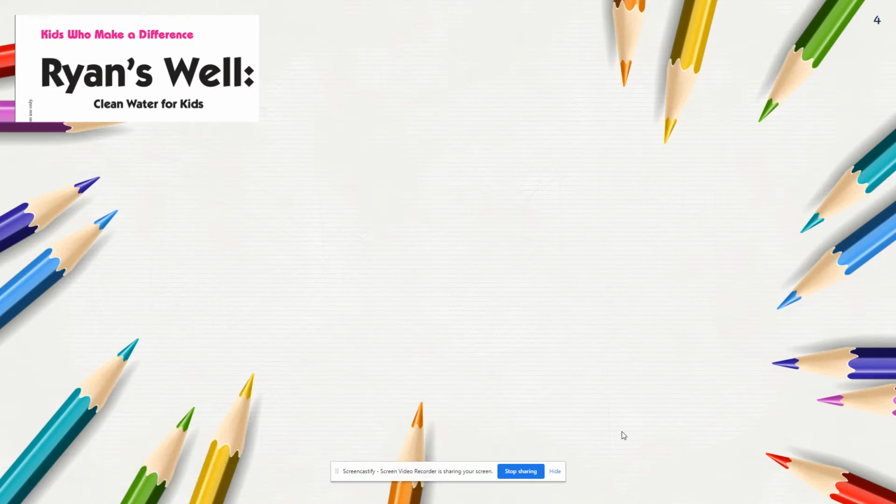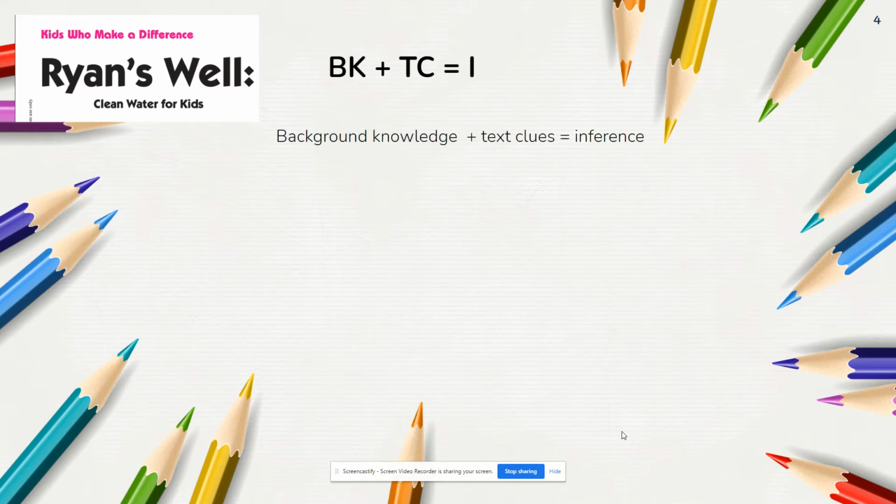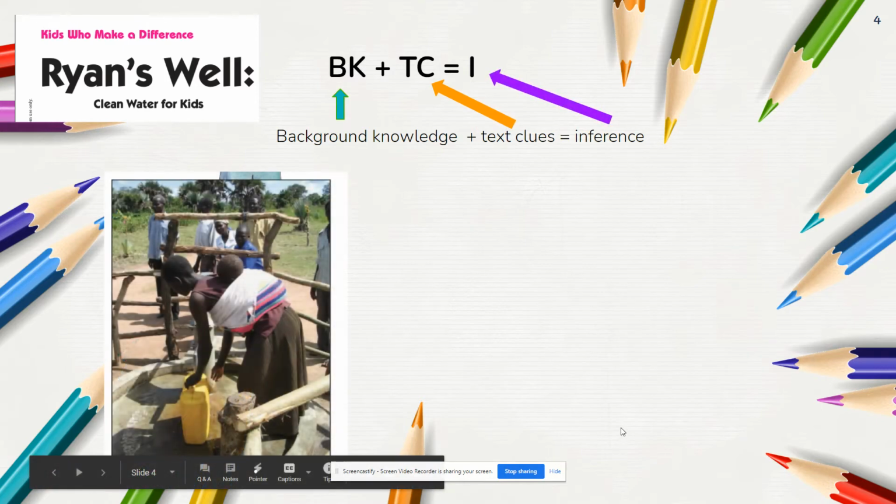We can infer from the photographs and illustrations as well as text whenever we're reading. Let me show you how I do it using the Inferring Equation. The equation reads BK plus TC equals I. All this means is that whenever I add my background knowledge plus my text clues that I find within the passage, I can make an inference.